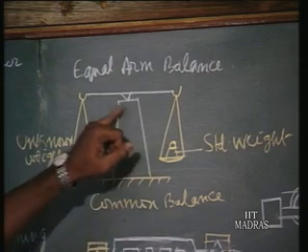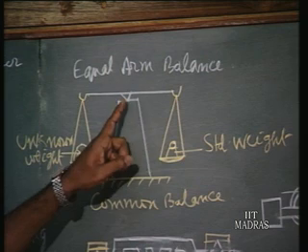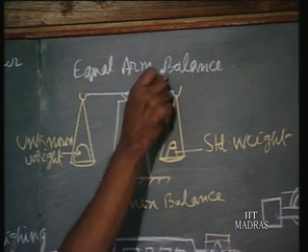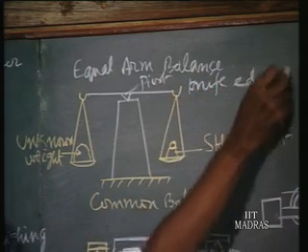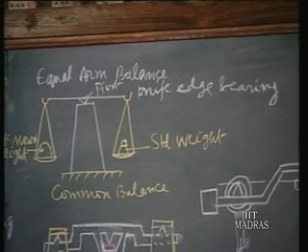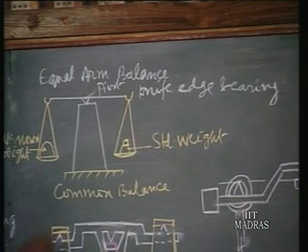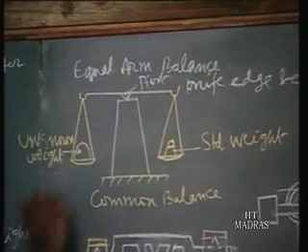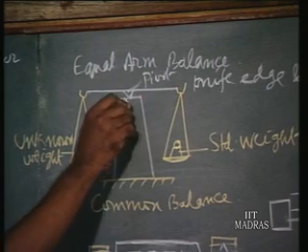And in such a balance you will find a pivot only at the middle of the lever. This is the lever, the equal arm balance, and this is the pivot. The pivot is made up of a knife edge bearing. It is one of the precision bearings available and very cheap also. This is made up of some hardened steel, and the pan or the support is a little bit harder.